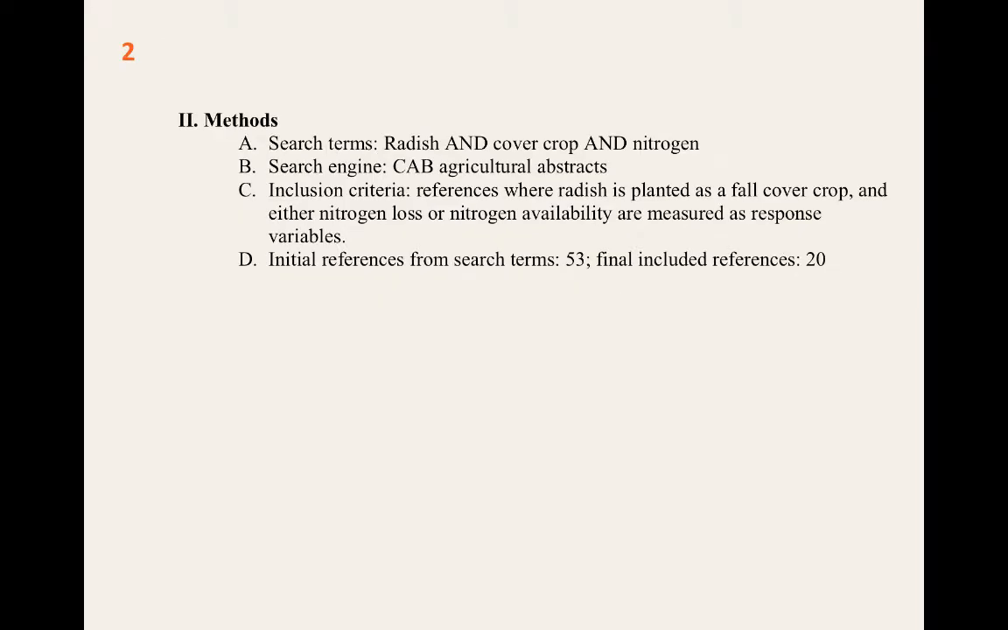The second part is the methods paragraph. Again, we have the search terms, the search engine, the inclusion criteria. So this person's inclusion criteria were references where radish is planted as a fall cover crop, and either nitrogen loss or nitrogen availability are measured as response variables. And then D, the initial references from the search term were 53, and the final included references were 20. And so this is this person's methods and criteria, that pre-specified criteria for their literature review.